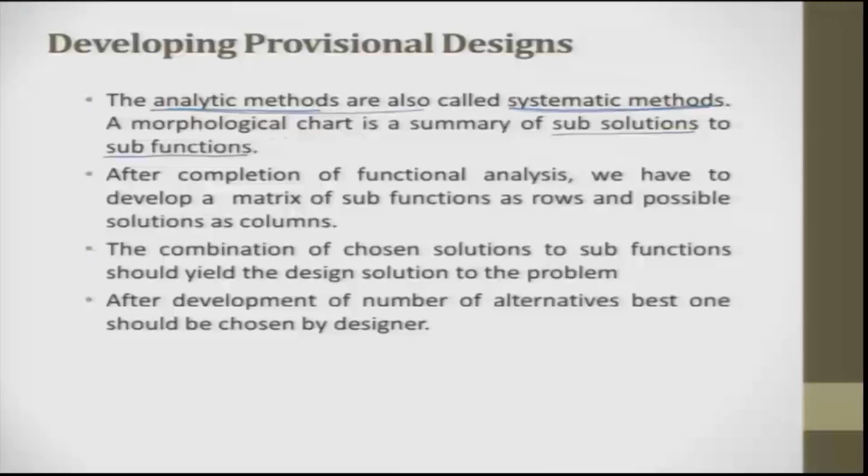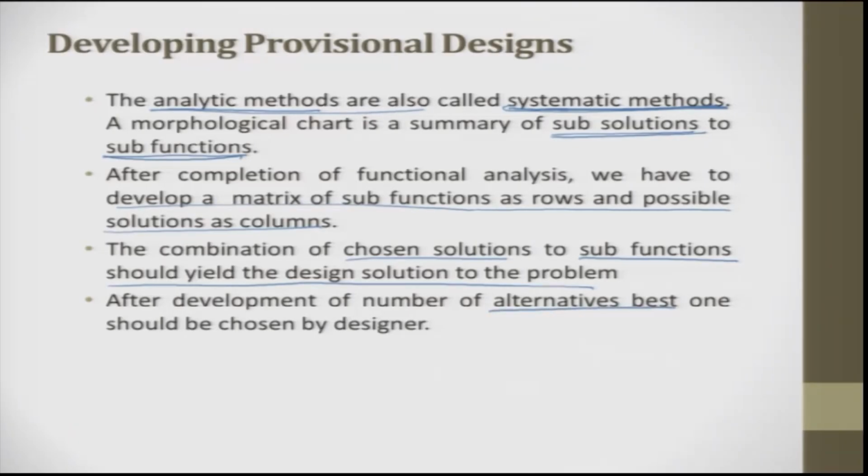Okay. So, the morphological chart is a summary of sub-solutions to sub-functions. After completion of the functional analysis, we have to develop a matrix of sub-functions as rows and possible solutions as columns. Then a combination of a chosen solution to a chosen sub-function should yield the design solution to the problem. So, these are all part of the systematic method. After developing a number of alternatives, the best one is chosen by the designer.